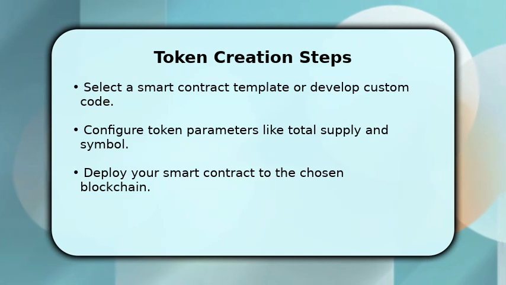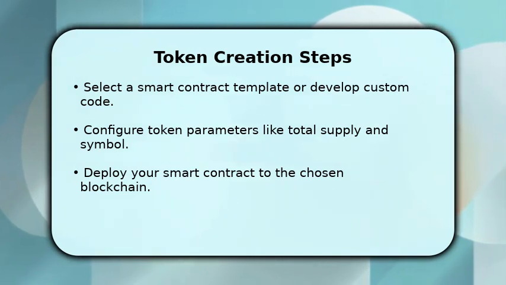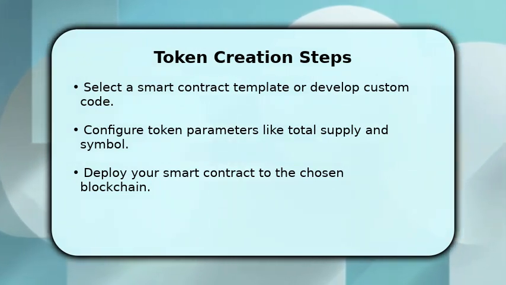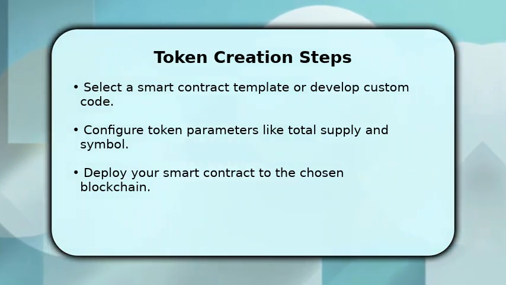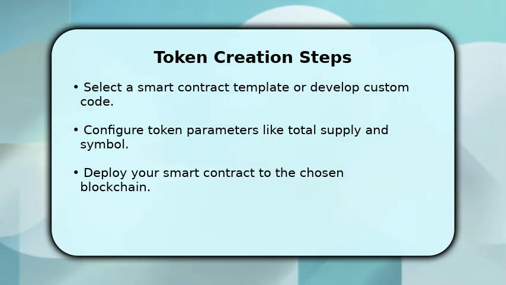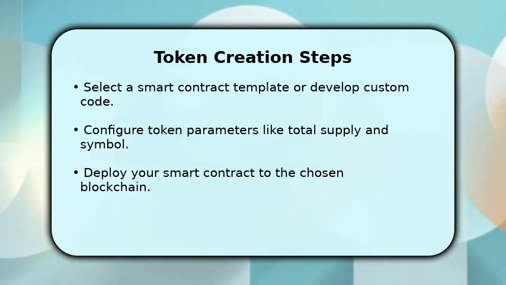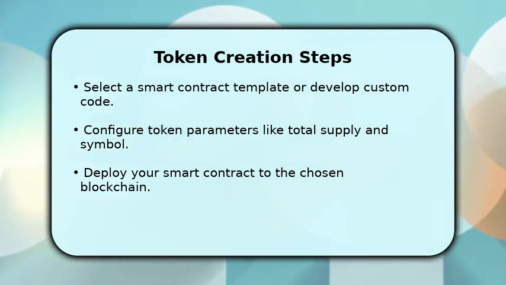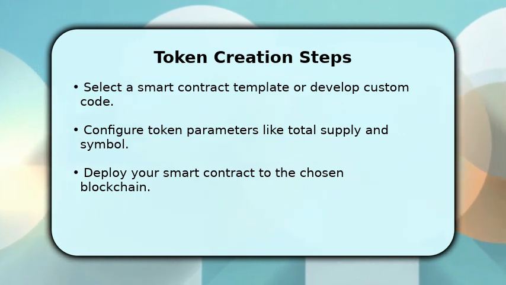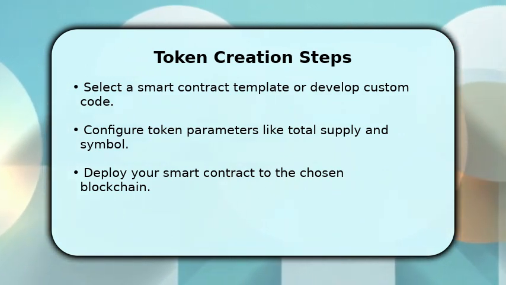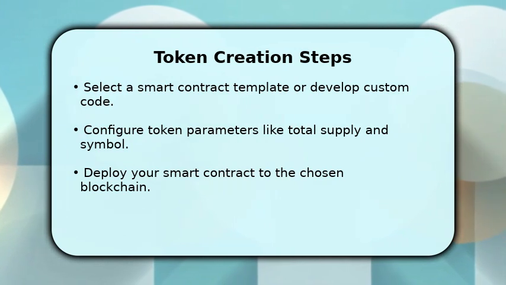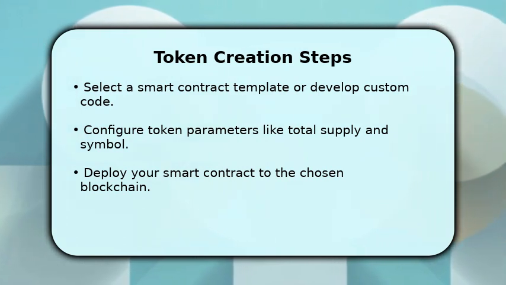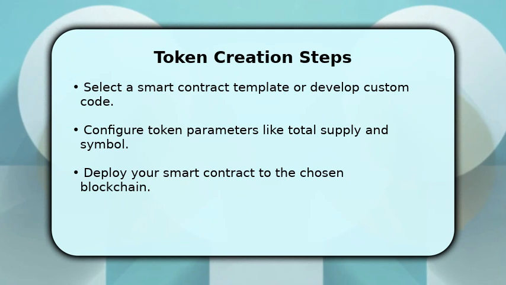Once your concept is solid, you'll move to the technical creation. You can either use a pre-existing smart contract template, which is often simpler, or develop custom code for more unique features. Then, configure essential token parameters such as the total supply, the token symbol, and its decimal places. After careful review, deploy your smart contract to the blockchain, making your token officially exist on the network.